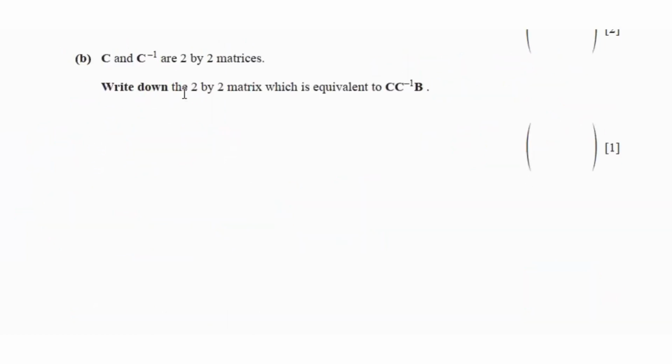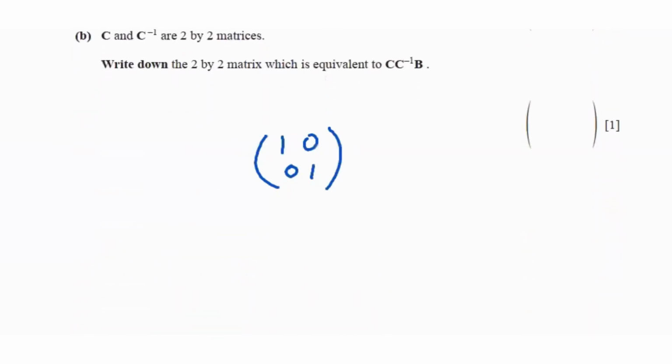C and C inverse are 2 by 2 matrices. Write down the 2 by 2 matrix, which is equivalent to C times C inverse times B. So whenever you multiply the original matrix by its inverse, that's basically equal to the identity matrix, 1, 0, 0, 1. And identity matrix times any matrix is going to be the matrix itself, which is matrix B. So your answer would be 0, 2, 2, negative 3, which is matrix B.